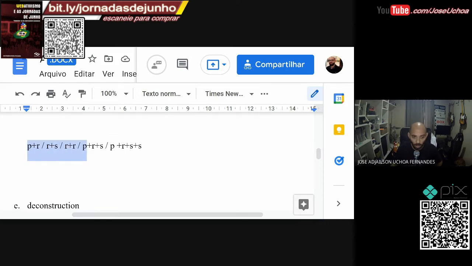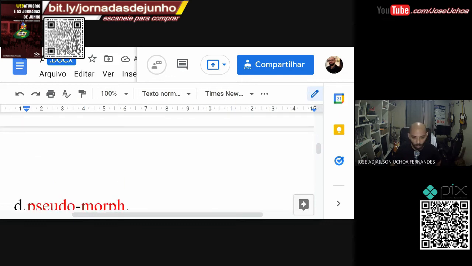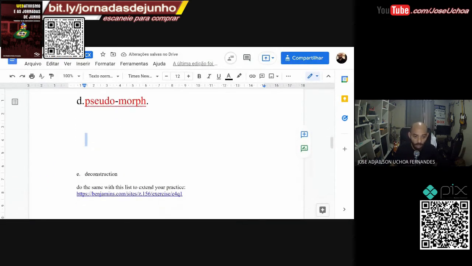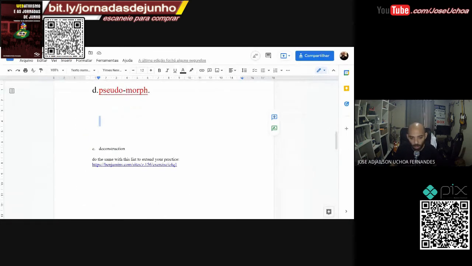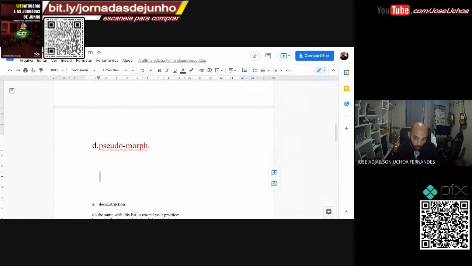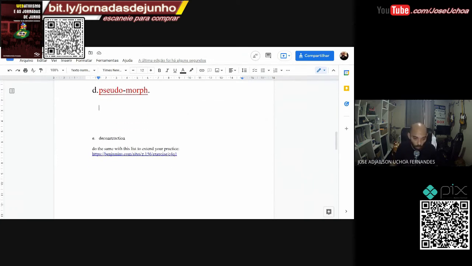So it's not a matter of saying, oh, there is a root, there is a prefix, there is a suffix. Sometimes there may be two suffixes. Sometimes we may have two prefixes. Sometimes we may have two roots getting together to form a compound. Okay? It's not something fixed. There must be a root, only one root and only one suffix? No, no way. Okay? Let's work with deconstruction.